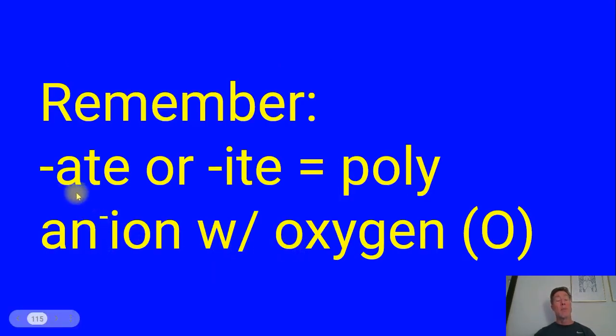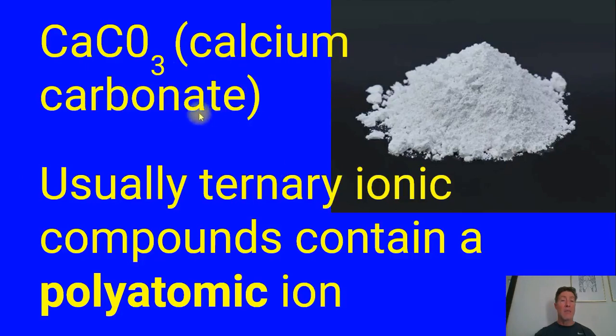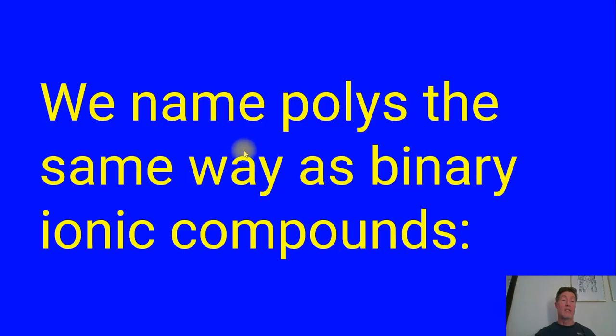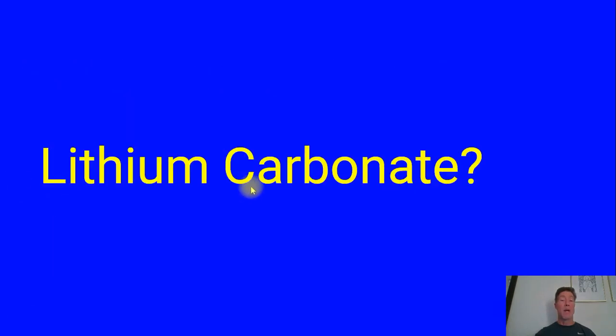Here is something to remember about polys. Many of them end in -ate or -ite, and that indicates a poly with oxygen. So if you see -ate or -ite, like carbonate, it means carbon with oxygen. That is important to recognize. If it's an -ate or an -ite, it's going to be a poly with oxygen.